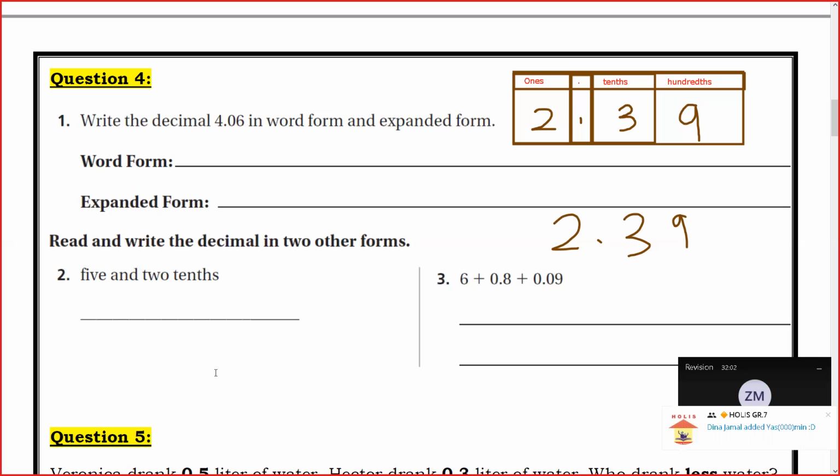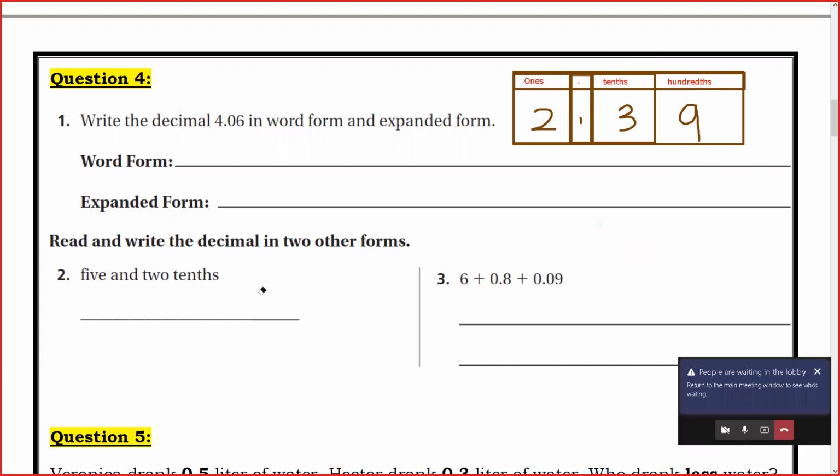After I say 2, since I'm jumping up to the decimal point, I will say 2 and then 39 hundredths. Okay, 2 and 39 hundredths. Wait, I don't understand. Why? This is how to write it.